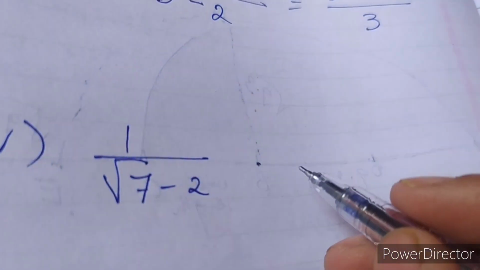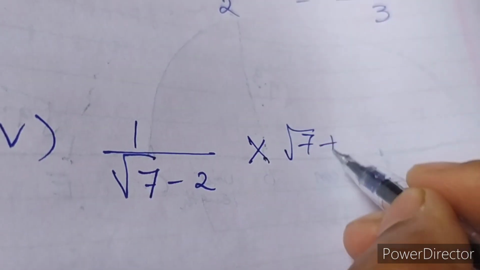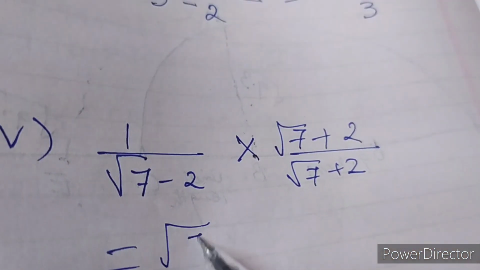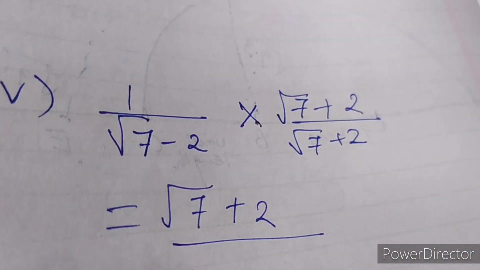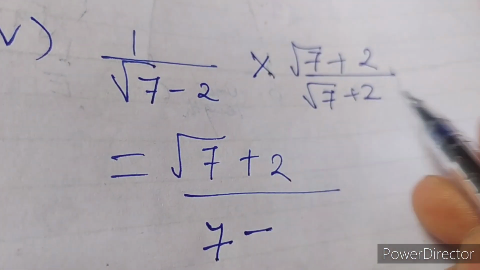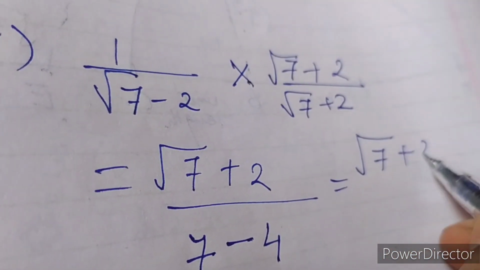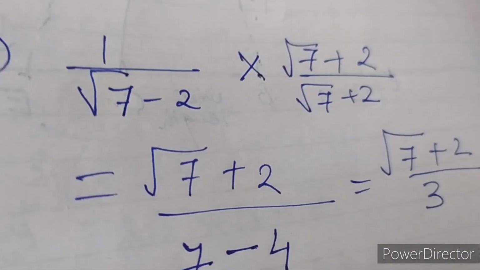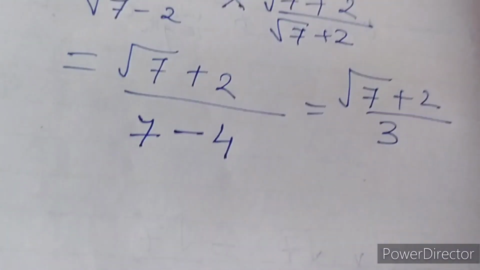Part 4 is 1 upon under root 7 minus 2. You have to rationalize the denominator, multiply it with under root 7 plus 2 upon under root 7 plus 2. Here you will get under root 7 plus 2 divided by under root 7 squared, which will give you 7, minus 2 squared, 2 2s are 4. So here you will get 4. That will be equal to under root 7 plus 2 divided by 7 minus 4, which is 3. So this is the answer of question number 5, part 4. In the next video, we'll solve exercise 1.5.